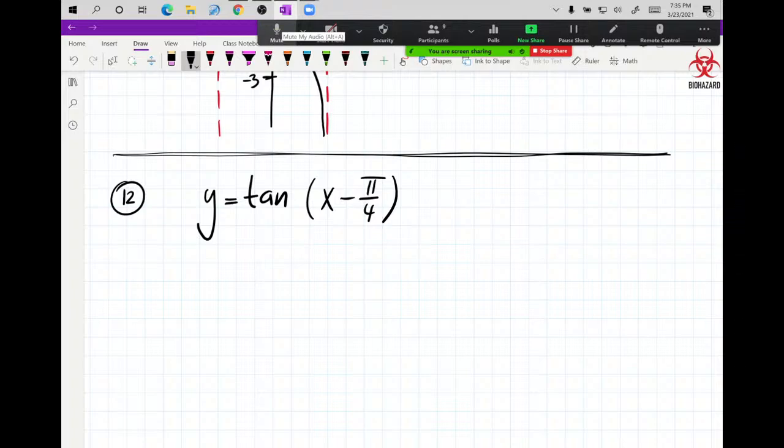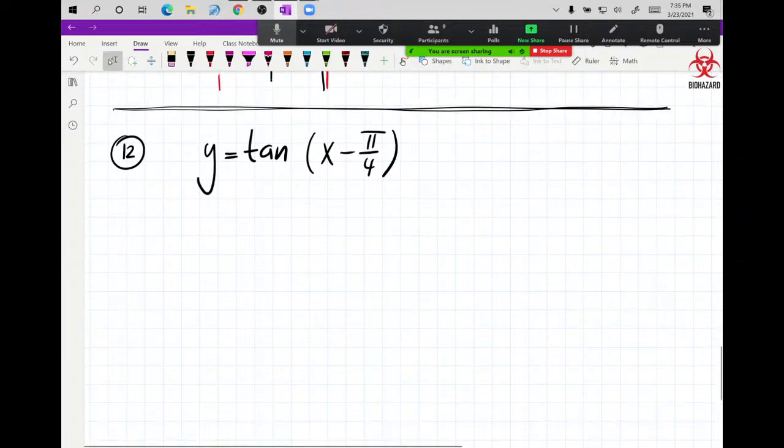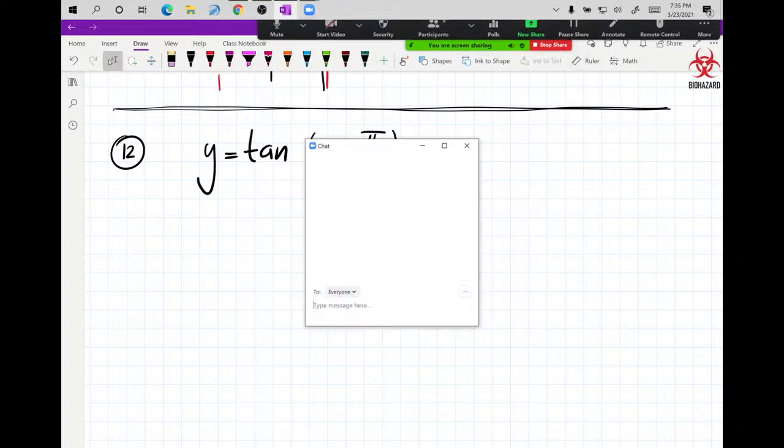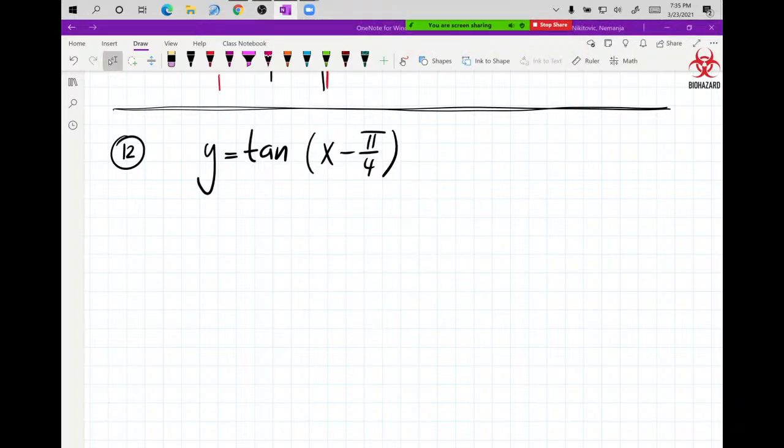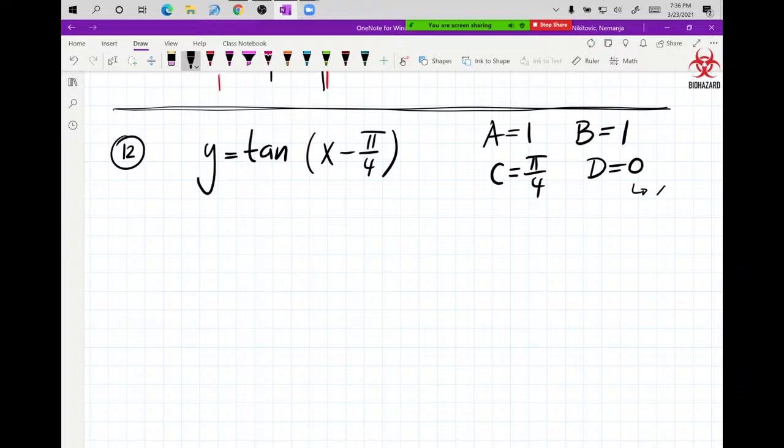Welcome back to our tangent and cotangent graphs. So let's graph this tangent and then move to cotangent. A is equal to 1. B is equal to 1. C is equal to pi over 4. And D is 0, which is the midline, the x-axis. Right, so when this is equal to 0, that's the x-axis. We don't need to move anything up or down.